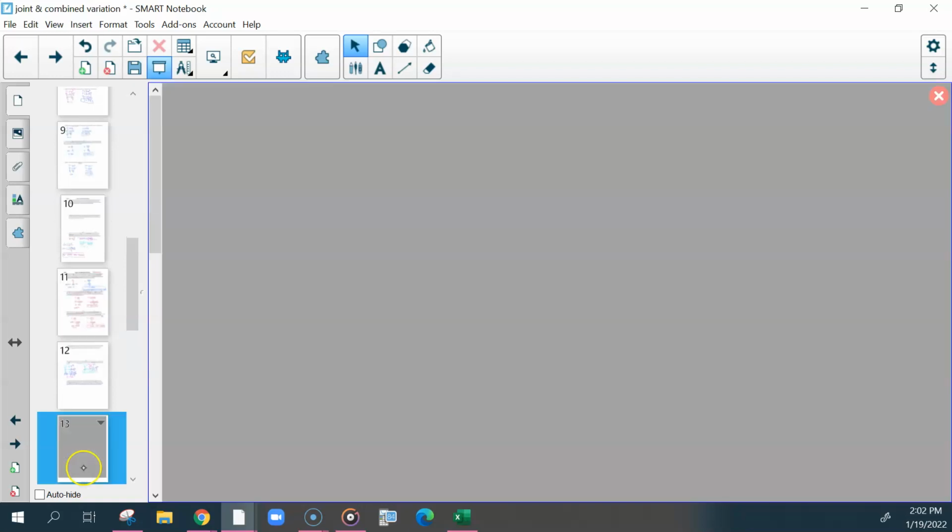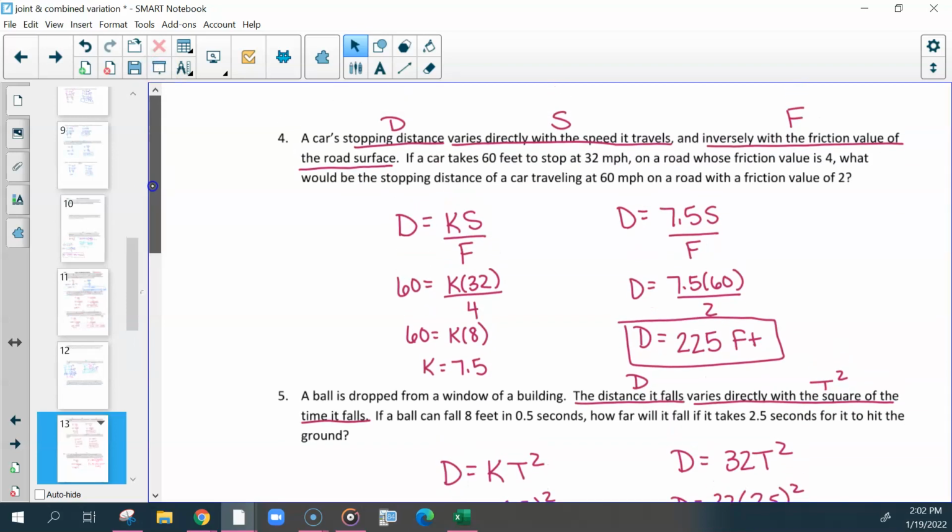And then number 4 is actually the one I wanted to do, but that's alright. So this one is a varies directly and inversely. So make sure you're multiplying and dividing. The distance you're looking for should be 225, and then make sure you have your unit of feet.